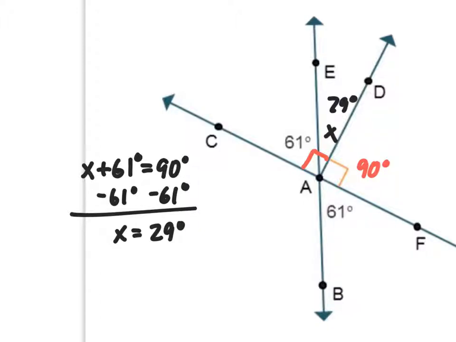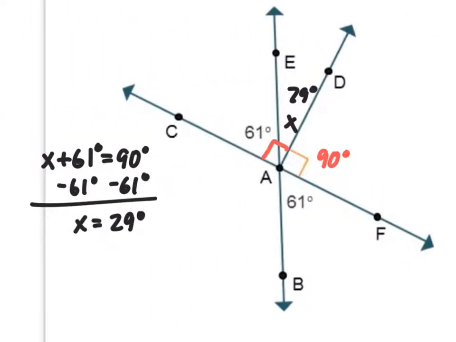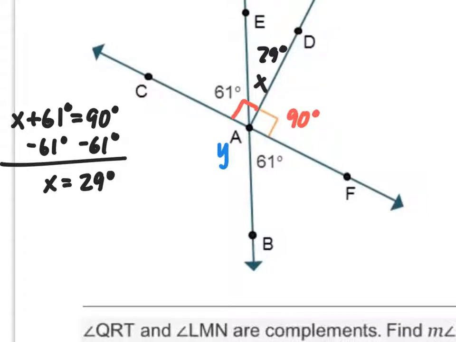Now the other thing I need to figure out is angle CAB, so I need to figure out this angle here. I'm going to call that angle Y. Here's what I know: this angle and this angle form a linear pair. Their non-common sides form a straight line. If they form a linear pair, then both of these angles are supplementary, meaning they add up to 180.